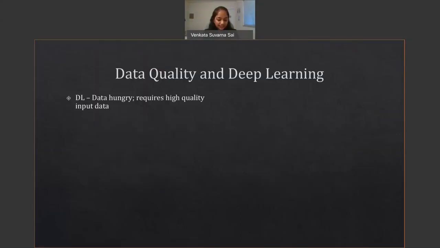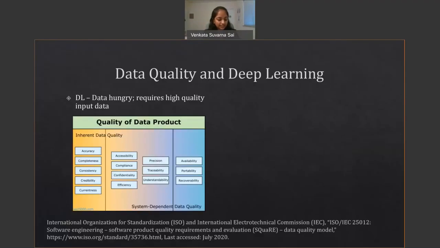Deep learning models are data hungry and require high quality input data to train to make good predictions. And data quality can be viewed as inherent or system dependent. We focus on the inherent attributes as the system dependent attributes depend on how the machine handles the data. So if you look at the inherent data attributes, we have accuracy, completeness, consistency, credibility, and currentness. And in our work, we look at consistency, where data needs to be coherent with each other.